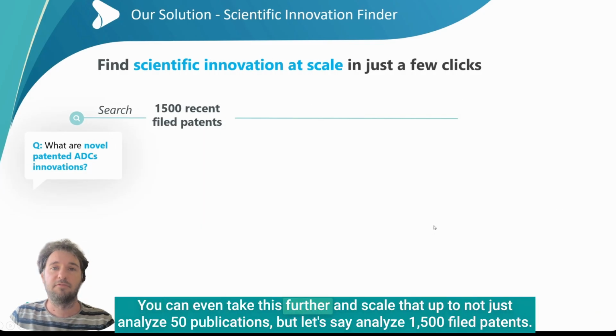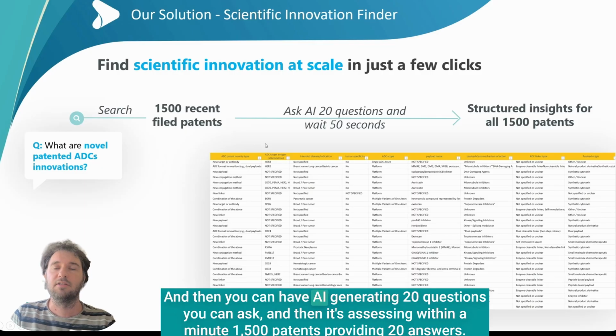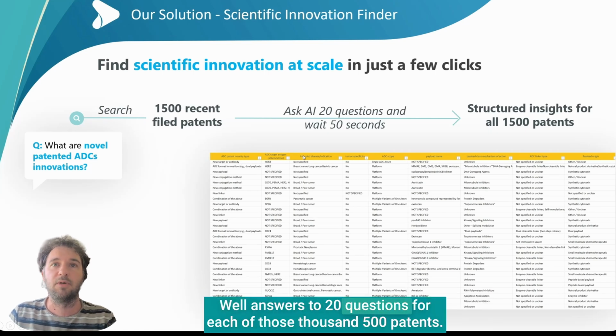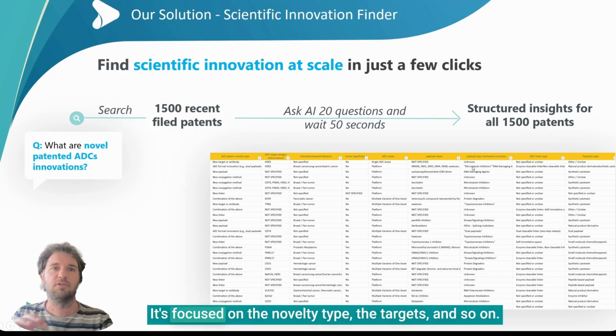You can even take this further and scale that up to not just analyze 50 publications, but let's say analyze 1,500 filed patents. And then you can have AI generating 20 questions you can ask, and then it's assessing within a minute 1,500 patents, providing answers to 20 questions for each of those 1,500 patents, identifying the disease it's focused on, the novelty type, the target, and so on.